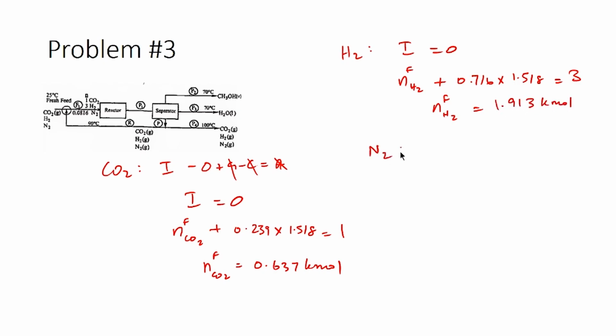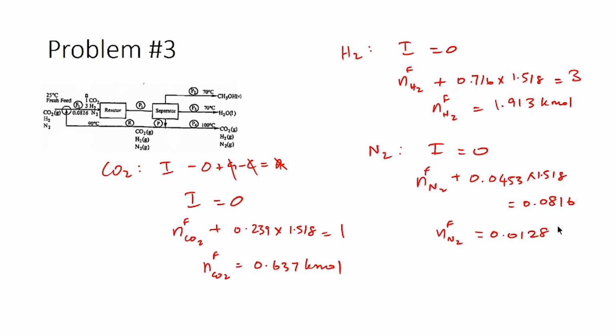Similarly, we can write a balance for nitrogen, which would again be input equals output. So, you have nitrogen from the fresh feed plus 0.0453 times 1.518, which is the amount of nitrogen entering through the recycle stream. This would be equal to 0.0816. Solving this equation, we would get the number of moles of nitrogen entering from the fresh feed as 0.0128 kilomoles. So, with this, we now have the information about the fresh feed.